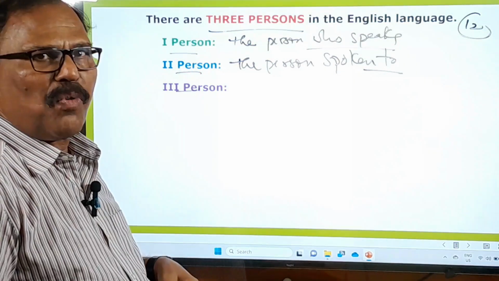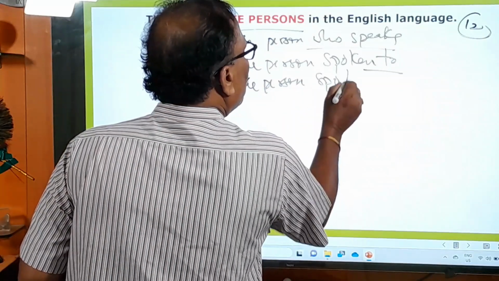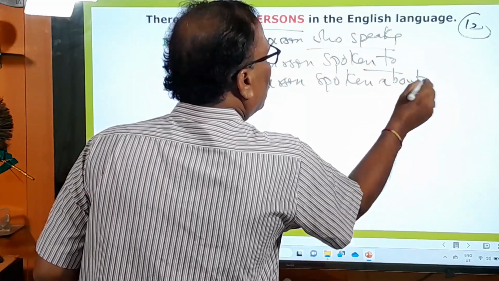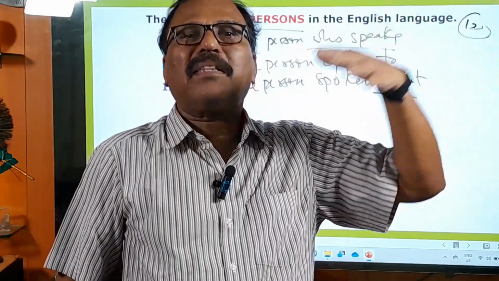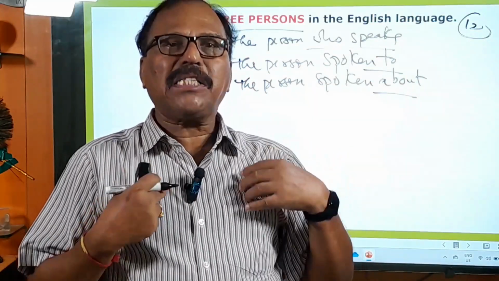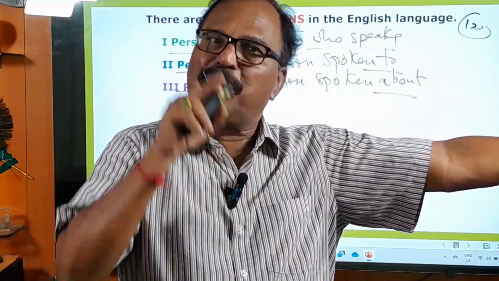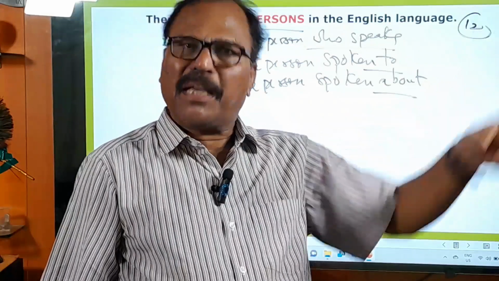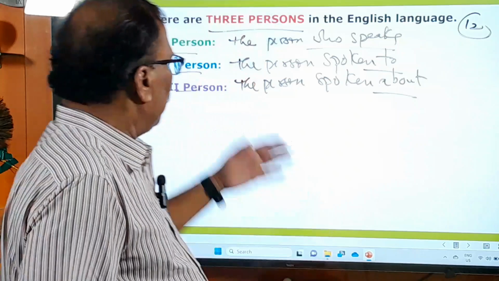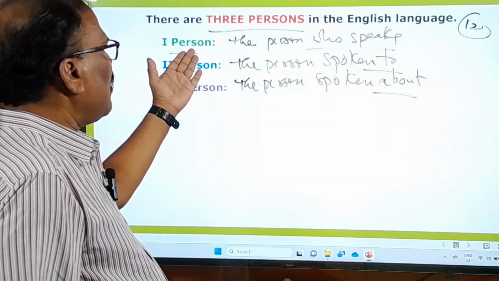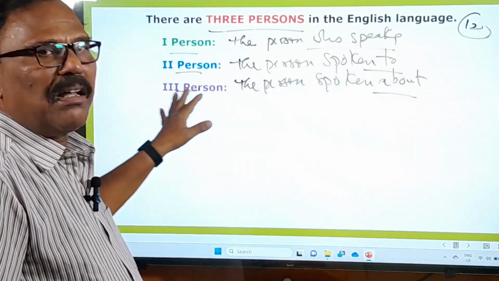And third person means what? The person spoken about. The person spoken about. That means ఎవడి గురించి మాట్లాడతావు అతడే థర్డ్ పర్సన్. Suppose if I speak to you about Mr. X, then I become the first person and you become the second person. That X becomes the third person. Okay, the person who speaks is the first person. The person spoken to is the second person. The person spoken about is the third person.